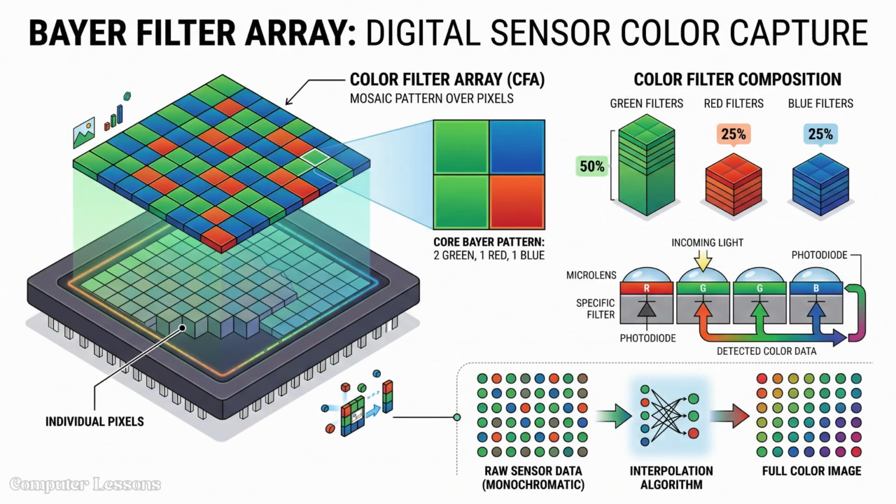The Bayer filter array is the standard solution for capturing color information in a digital sensor. It consists of tiny color filters placed directly over each individual pixel in a specific pattern. This mosaic consists of 50% green, 25% red, and 25% blue filters.